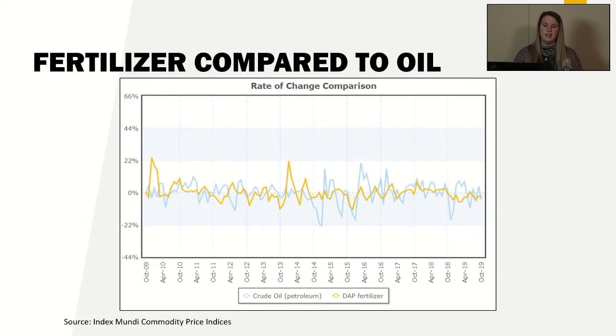Again, I just like to show this. How does fertilizer compare to that crude oil price? Well, it is very correlated with it. So if crude oil is potentially on an increasing rise, fertilizer is as well. I just want to make it known that if we're seeing an increasing rate in crude oil prices, you might see that reflected in fertilizer prices.